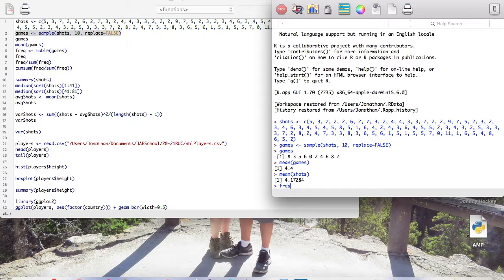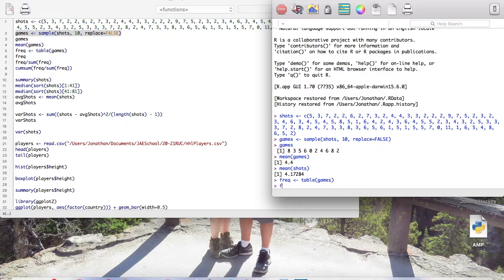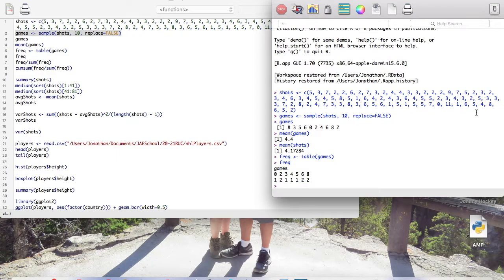Okay, so one thing that we could do is look at what's called the frequency. So we could take the table of our games. Remember that we said last time this is just going to count how often each number shows up. So we have a pair of 2s, so we get 2 there. We have a pair of 8s, and we have a pair of 6s. So we get 2 for those entries, and then we have one game with 0 shots, one with 3, one with 4, one with 5.